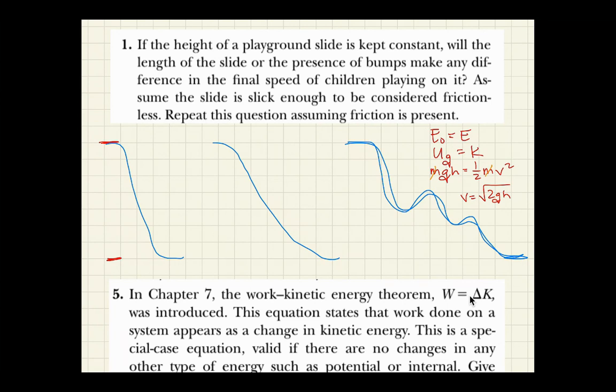So assuming a frictionless surface, there is no difference in the speed at the bottom of a slide as long as the slide has the same overall height. So that's the answer to the first part of this question.